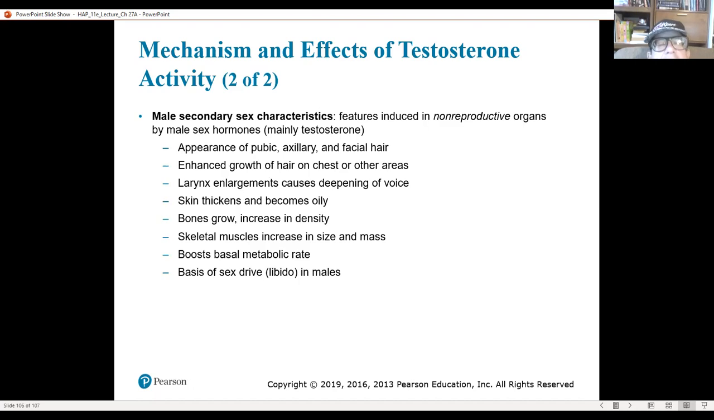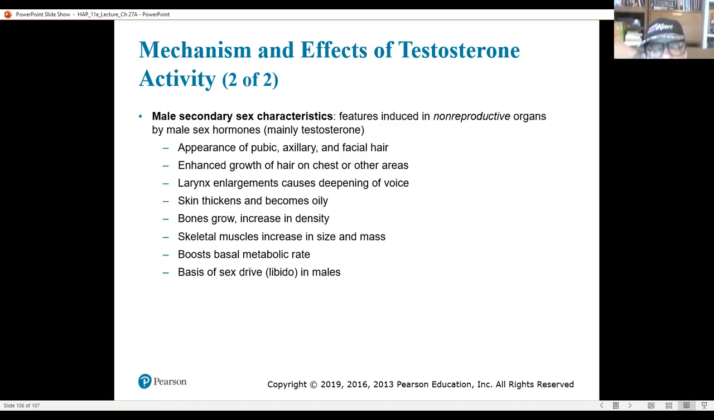All right, so what are male secondary sexual traits? A secondary trait is one that you get at puberty. These are features that we see in non-reproductive organs. They're mainly triggered by testosterone. One is the appearance of pubic hair, armpit hair, and facial hair. Another would be growth of hair on the chest or other areas. The larynx will get bigger, causing the voice to get deeper.